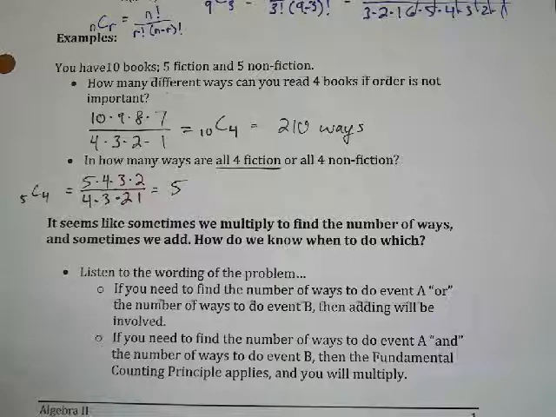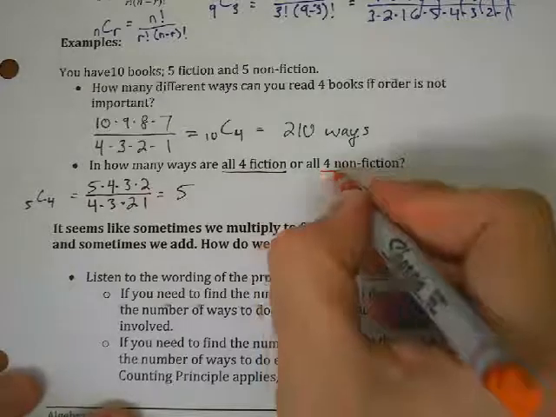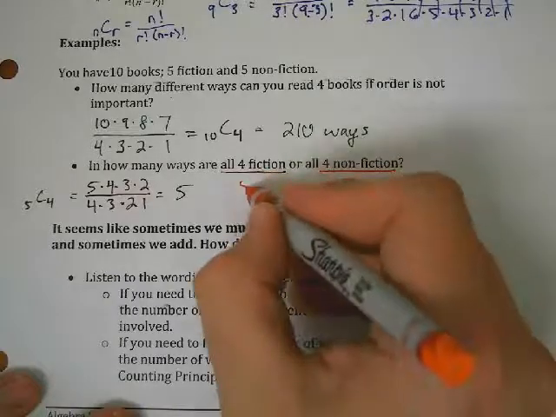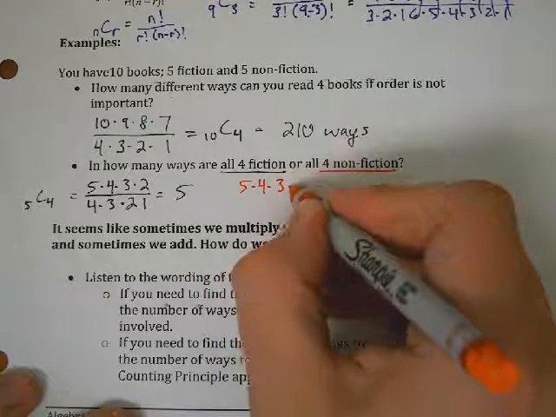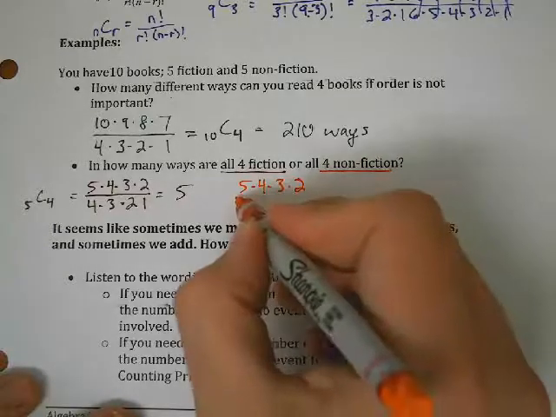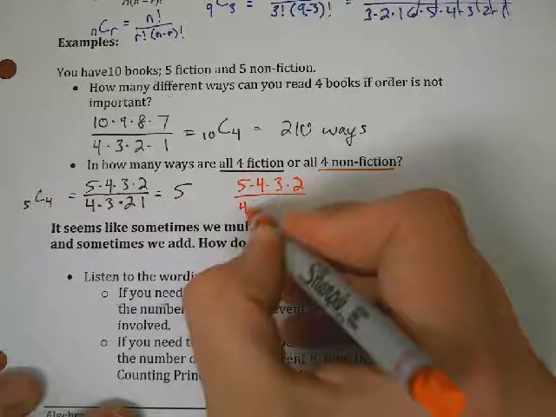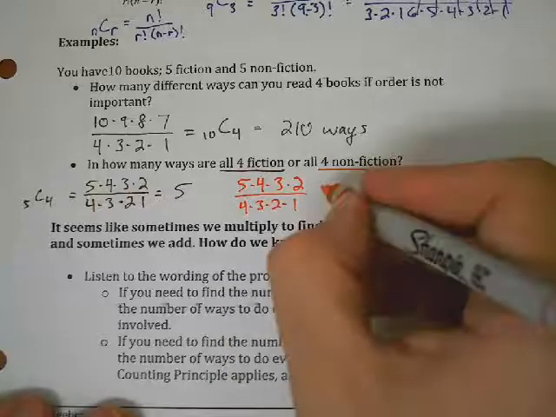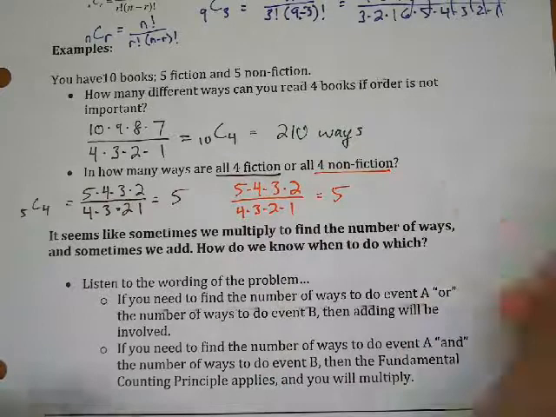Now, let's talk about how many ways we could read all 4 non-fiction books. Well, it's very similar, actually. Okay, 5 ways to choose the first book, 4 to choose the second, 3 to choose the third, and 2 to choose the fourth. We divide that by 4, 3, 2, 1. Because the order that we read them is not important. And we get 5 here as well.